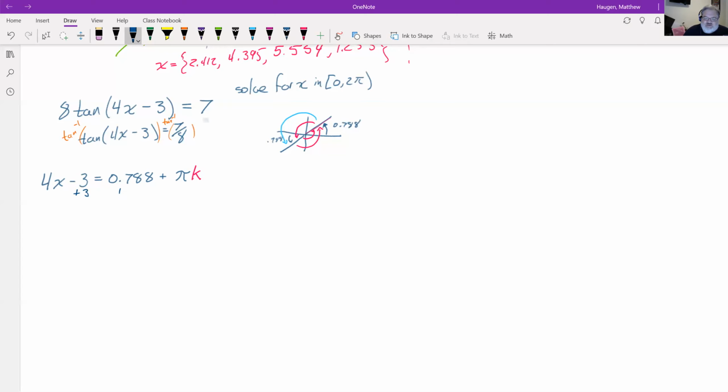Then if we wanted to finish this, add 3. So 4x equals 3.788 plus pi k. Divide by 4, and x equals 3.788 over 4 plus pi over 4 times k. And might as well figure out what that is, that 3. Is it 788 or 7188? It's 7188, isn't it?